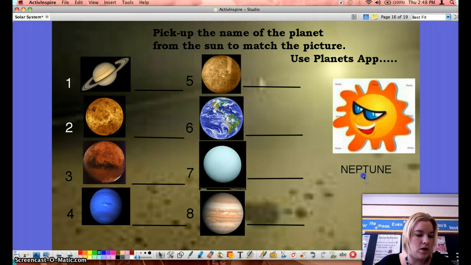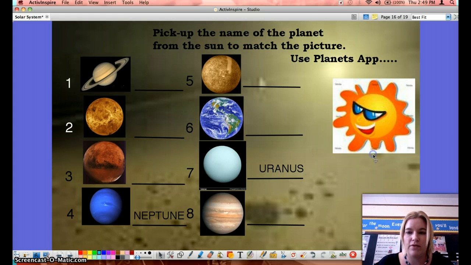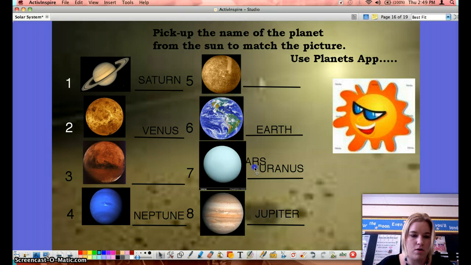So Neptune is number 4. Uranus, number 7. And they're doing this, checking on the iPad, looking at the pictures to try to figure out which one is which. Venus is 2. Saturn. Jupiter. Earth. I'm trying to find the words. Mars.